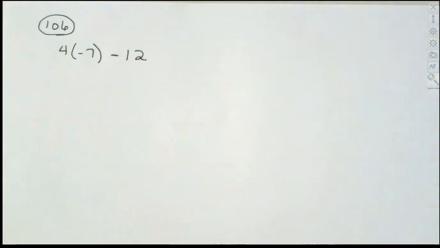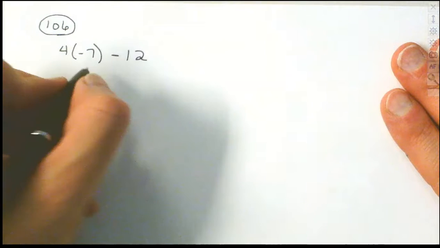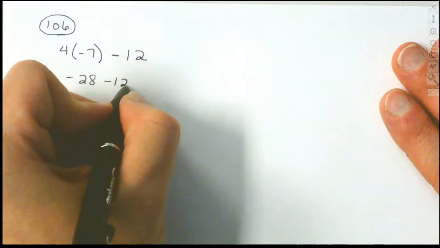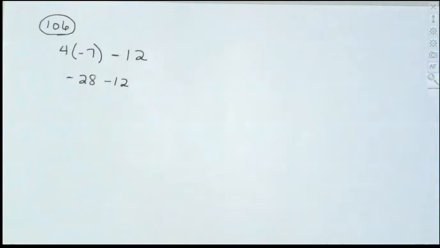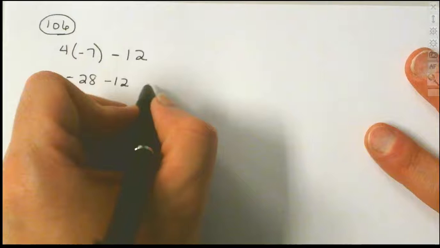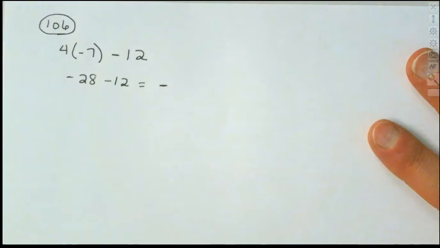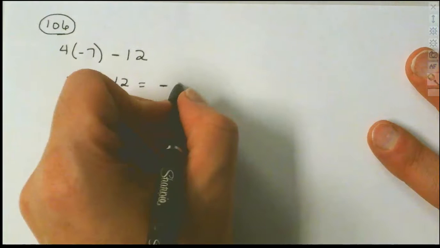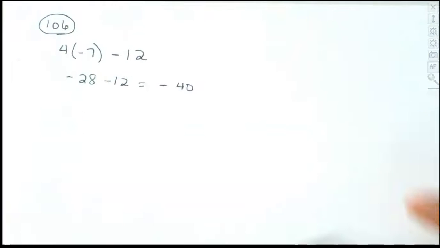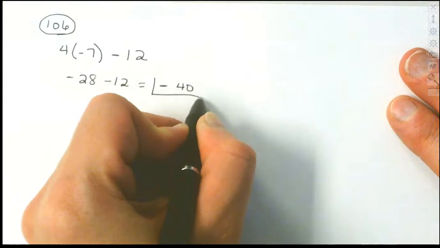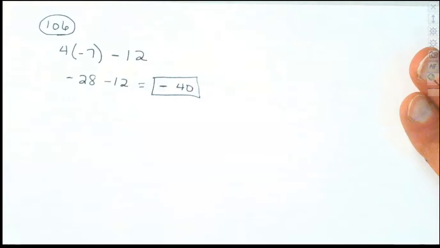Now what do we do? Well, now we just clean it up. We have 4 times a negative 7. Positive times negative makes it a negative 28. And then we've got to add to that a negative 12. They're both negative. Parentheses are gone. Negative and another negative makes it negative. And we've got 28 and 12. That makes it a negative 40 for our final answer. Final answer there would be a negative 40.